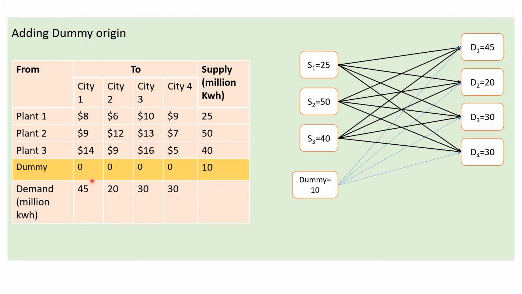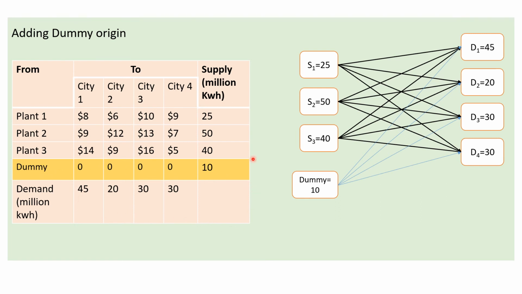And the transportation cost of 1 million kilowatt hours from the dummy to city 1 is $0. And the same is true for the remaining cities, because in reality there is no electricity in the dummy power plant. We add a dummy variable just to get a feasible solution.